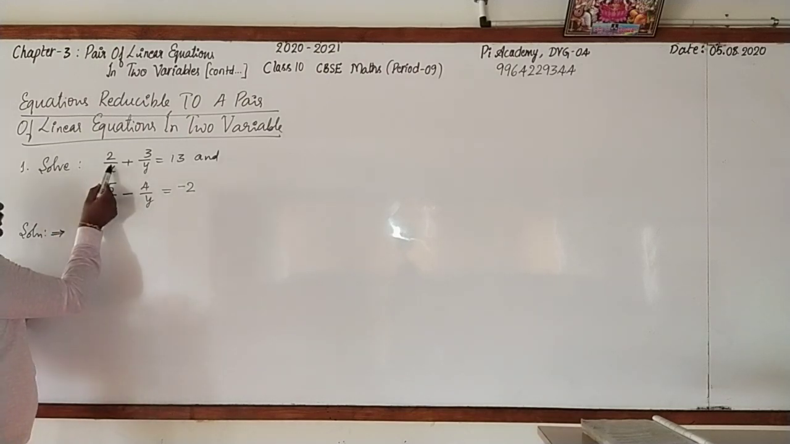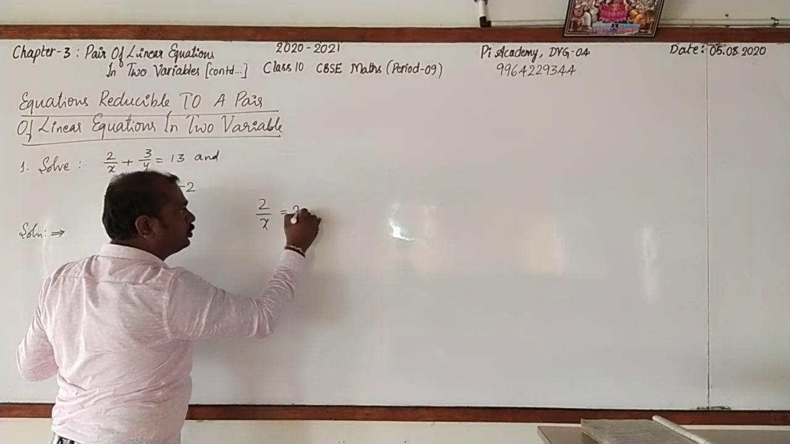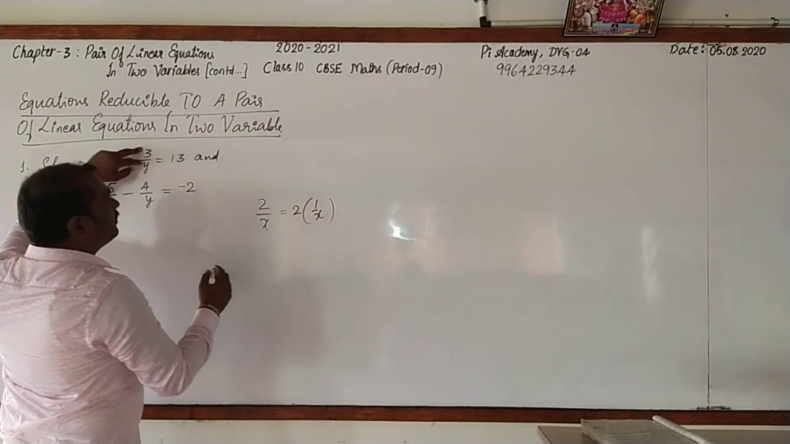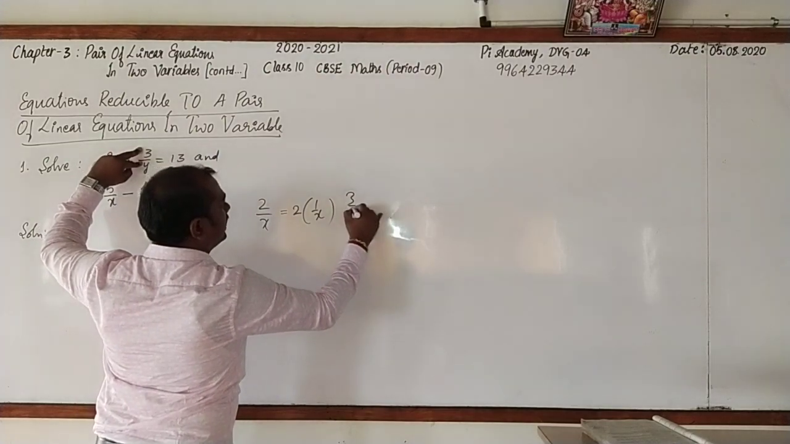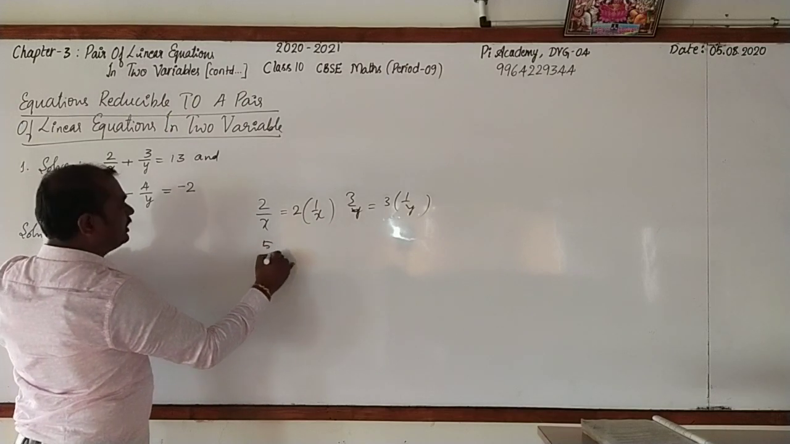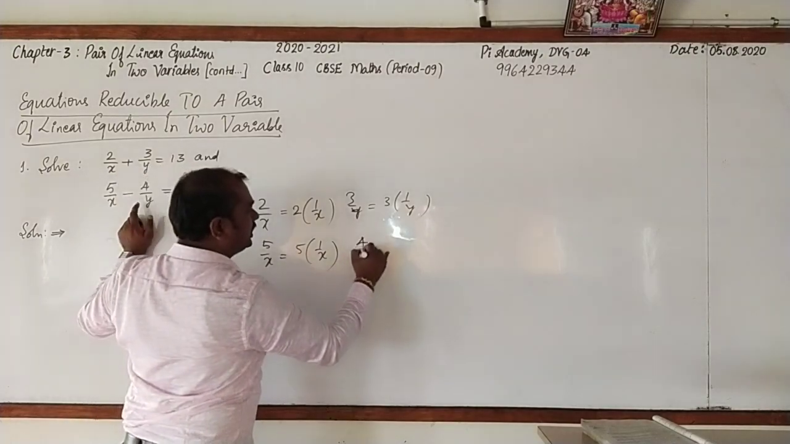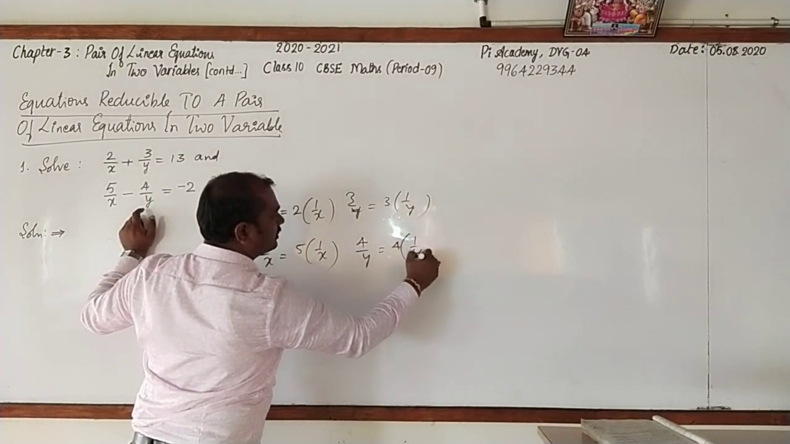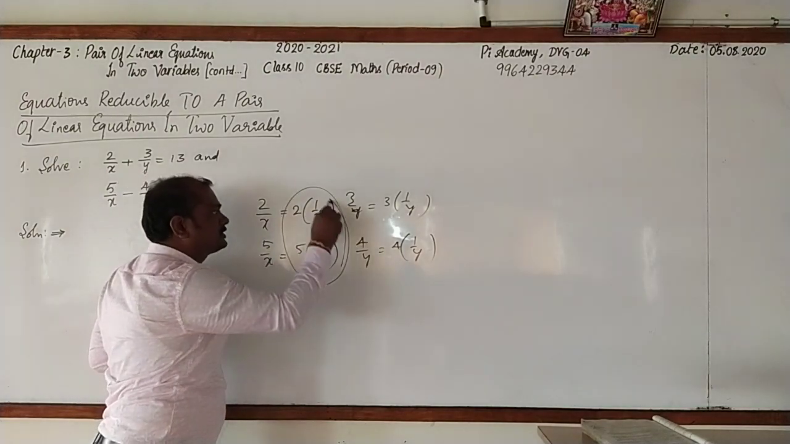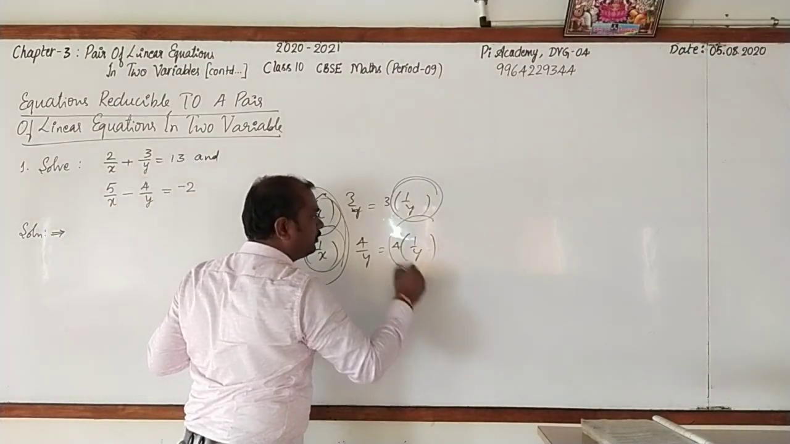Hence, we can go for writing 2 by x as, can we write it as 2 into 1 by x? Certainly. Then 3 by y as 3 into 1 by y. Next, here 5 by x as 5 into 1 by x. Then 4 by y as 4 into 1 by y. Yes. Now you tell what is common? Yes, in both the equations we have 1 by x. We have 1 by y.